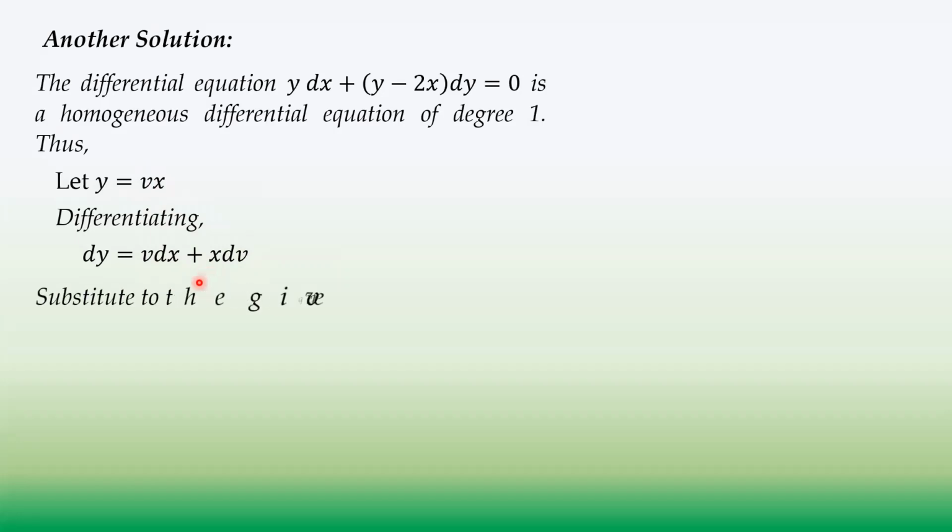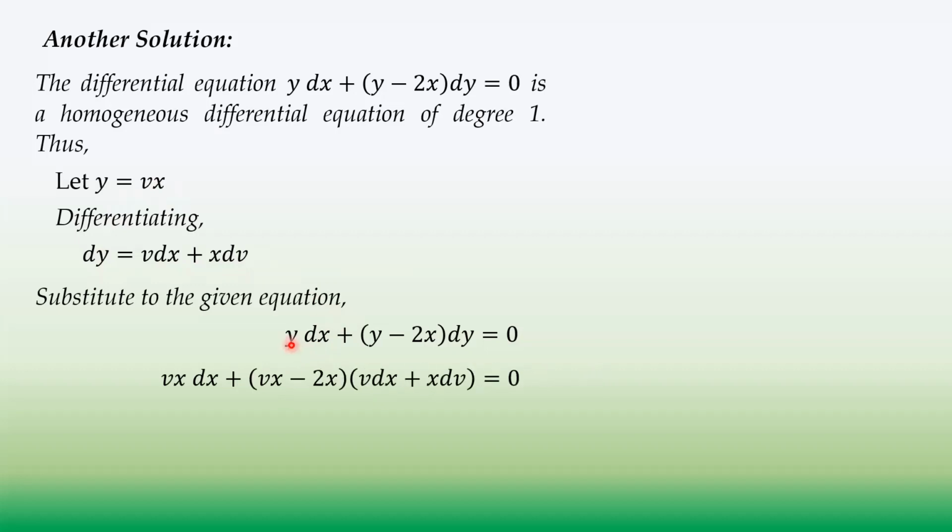Tuloy natin. So again, we have y dx plus quantity y minus 2x dy equals 0. So meron tayong bagong katumbas kay y, which is vx. May katumbas sa bagong dy, v dx plus x dv. Palitan natin yung y and dy para maiwan ngayon ay variables na x and v. So we will have, replace y by vx. Kaya vx dx yan. Plus, again, y is vx minus 2x. Then replace dy by v dx plus x dv equals 0.